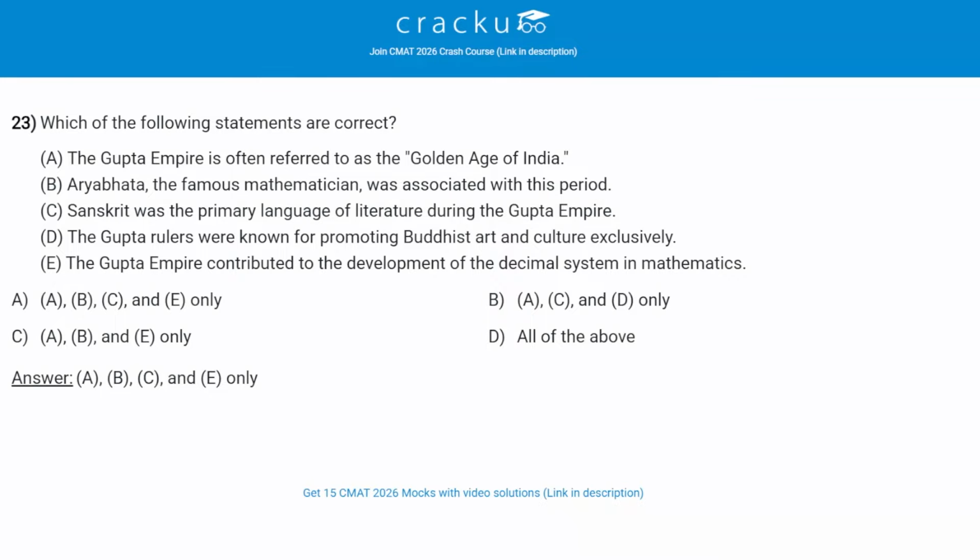Which of the following statements are correct? The Gupta Empire is often referred to as the golden age of India. This is correct. Aryabhatta, the famous mathematician, was associated with this period. This is correct. Sanskrit was the primary language of literature during the Gupta Empire. This is also correct. The Gupta rulers were known for promoting Buddhist art and culture exclusively. This is wrong. Not only Buddhist art, they promoted both Buddhism and Hinduism. The Gupta Empire contributed to the development of the decimal system in mathematics. This is also correct. So correct answers are A, B, C, and E. Option A is the correct answer.